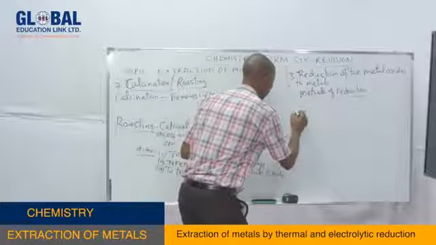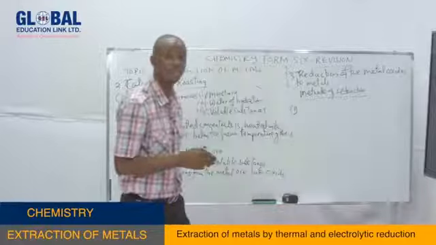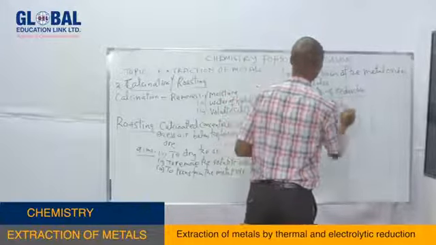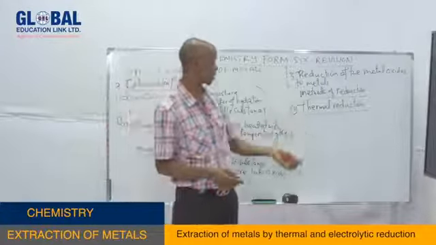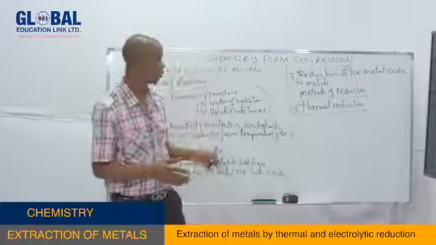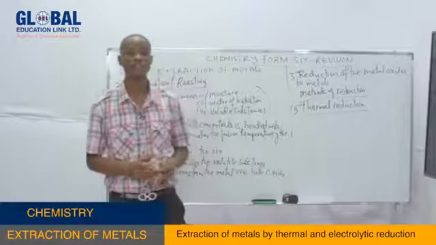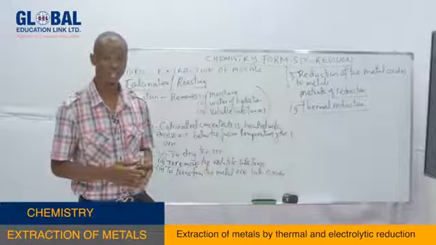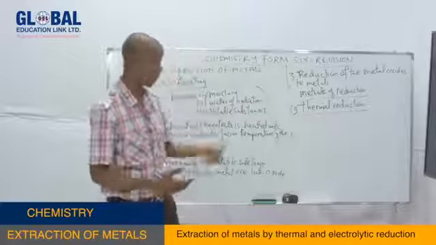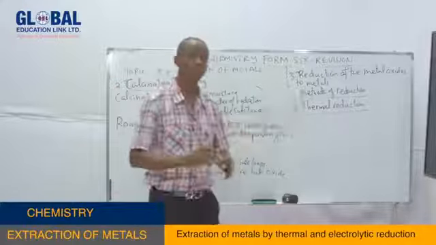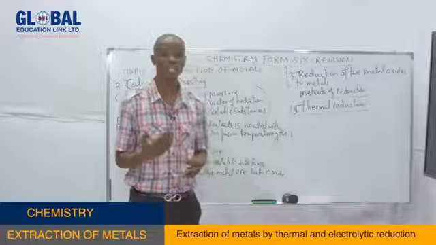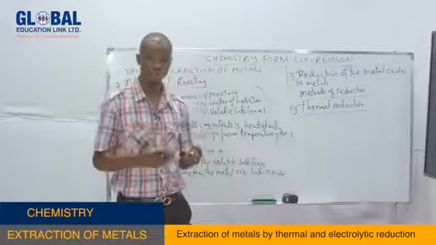Now, from here, we can have the first one. The first one is thermal reduction. Just like the word reads itself, thermal means this involves heat. So this method of reduction of the metal oxide involves the oxides of the metals which are found at the bottom of the reactivity series. That means it is concerned with the metals which are less reactive. That's why they are found at the bottom of the reactivity series. So what is done here is just heating those oxides into metals. For example, mercury oxide can be heated at a temperature of 300 degrees Celsius to form mercury.